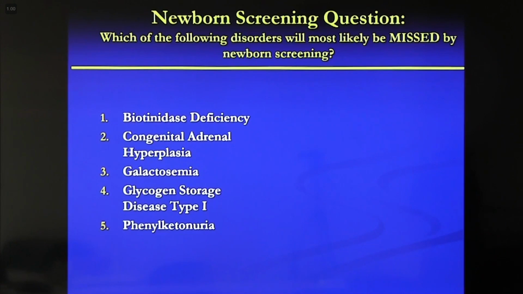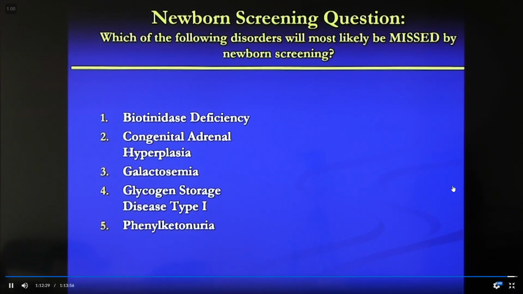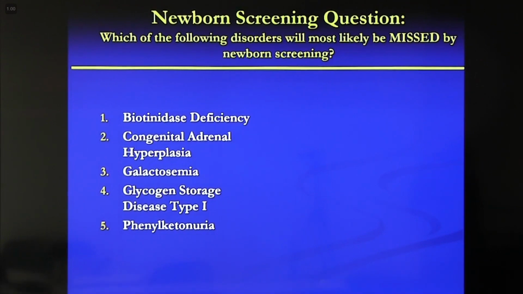So here's a couple of questions that relate to newborn screening. This, of course, varies from state to state, but I'm talking about the recommended tests that the federal government came out with. So which of the following disorders will be missed by newborn screening? Basically, there's just a list, which I'll show you. And glycogen storage disease at this time is not.